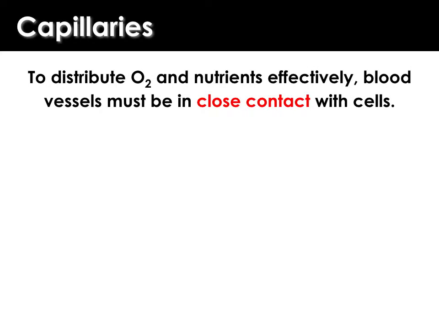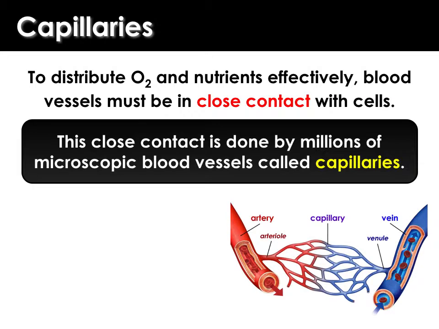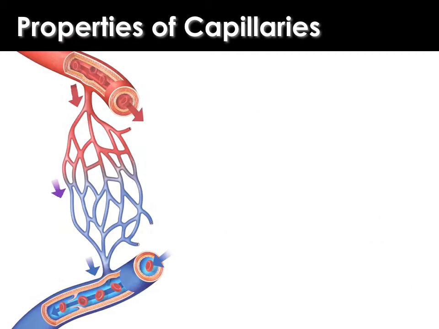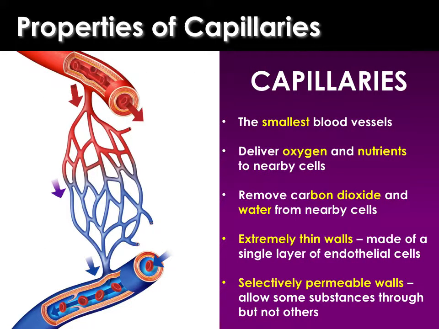Capillaries distribute oxygen and nutrients, and in order to do that, vessels must be in close contact with the cells. The close contact is done by millions of microscopic, very tiny blood vessels that we call capillaries. And the structure of the capillaries, again, that very thin wall, allows them to exchange materials very effectively.